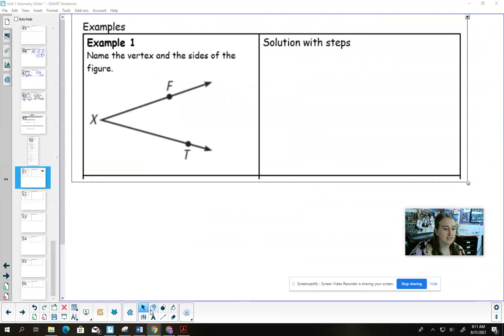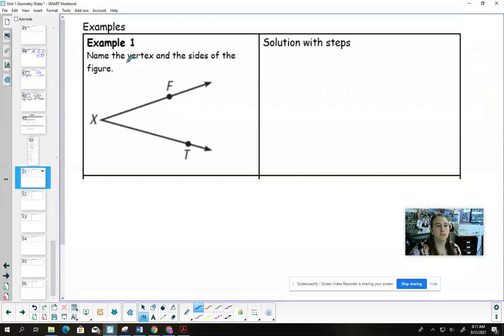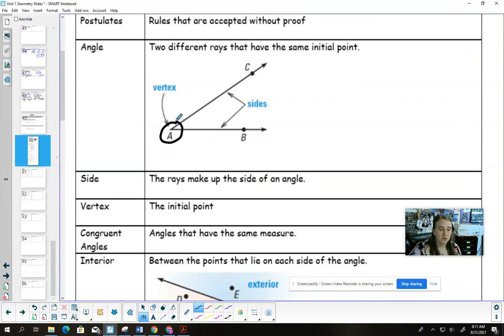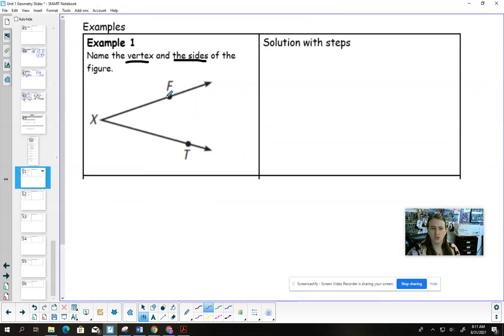It says, name the vertex and the sides of the figure. These two things were vocab that I didn't quiz you on. But the vertex, we should know because we've talked about that before. The vertex is where the angle comes to a point. We call the sides of the angle the two rays that make it up. So these two would be the sides. I'm only going to do this once, just so we know what we're referencing if these things are ever talked about.